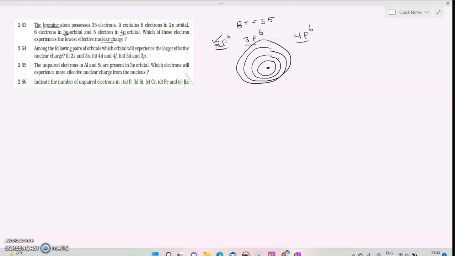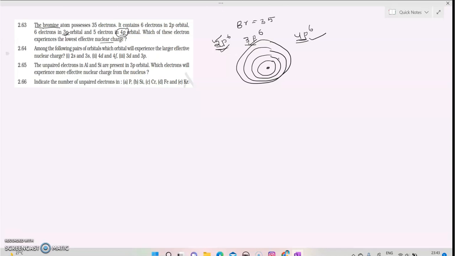So 2p6 electrons experience more nuclear attraction, and 3p6 will experience less compared with 2p6. This 4p6 will experience less compared with 2p6 and 3p6. So our answer is 4p. The 4p orbital will experience the lowest effective nuclear charge, so we have to take 4p as the answer.